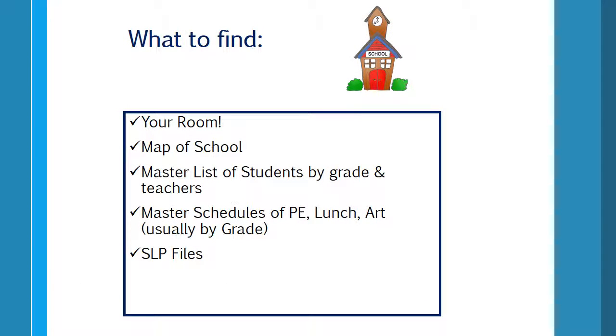So you walk into your new school. What do you need to find? Of course, kind of a no-brainer, your room, and most likely a map of the school. And then you're going to want to get a master list of your students by grade and teacher. And then you will want some master schedules of PE, lunch, and art, usually by grade. And it may depend on what level you're in. Elementary, it's usually a master schedule for the whole school, but in middle school or high school, it may be your individual student schedule that has all the information you need to know. And then you're going to want to locate the SLP files. And we'll talk a little bit more about those files in a minute.